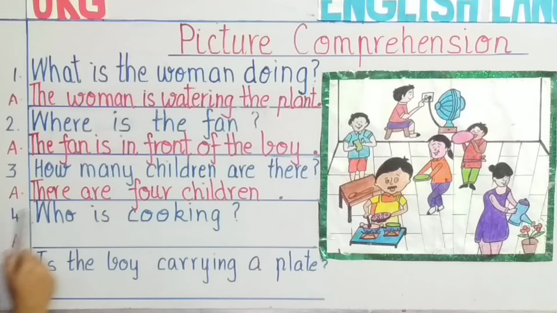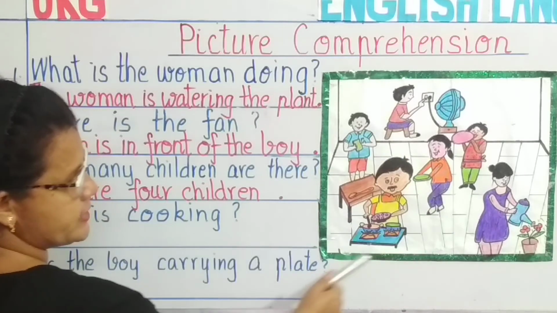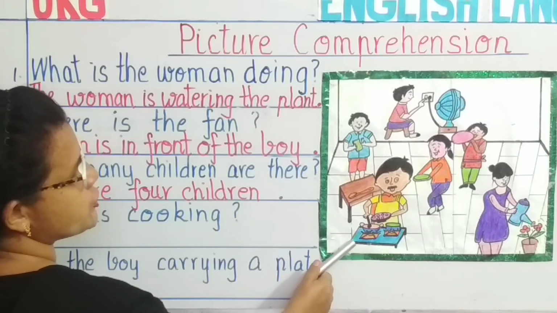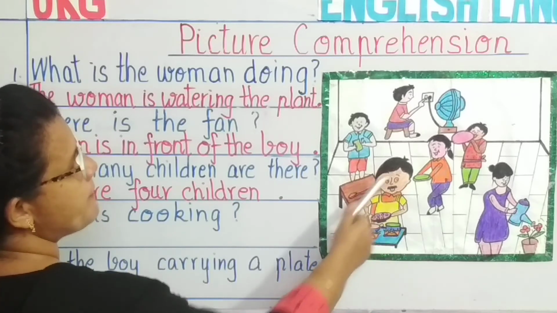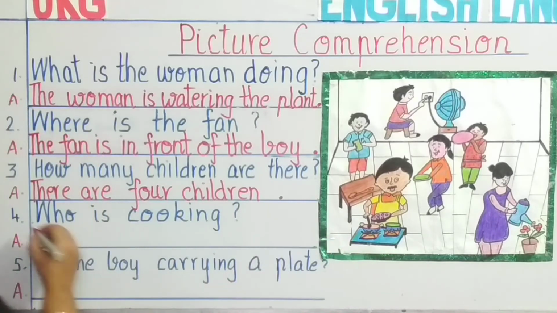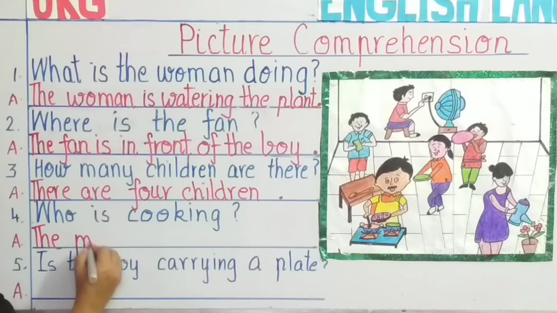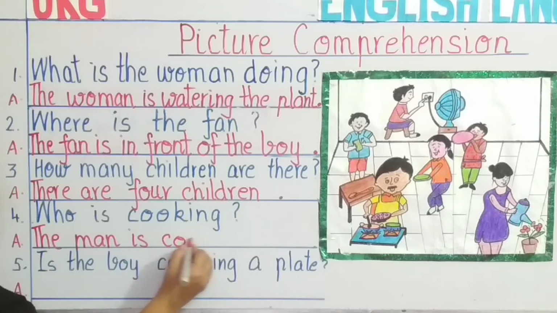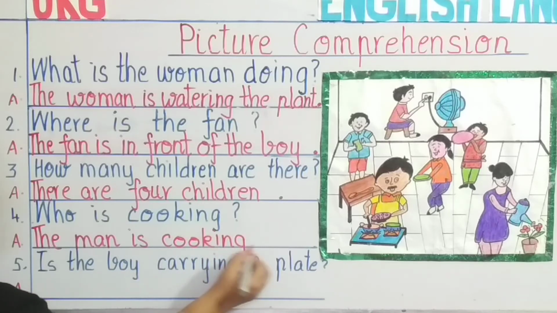Come to number 4. Who is cooking? Can you see anyone cooking in this picture? Yes. Here you see there's a gas stove and this man is cooking something. So you will write, the man is cooking. He is making something yummy.